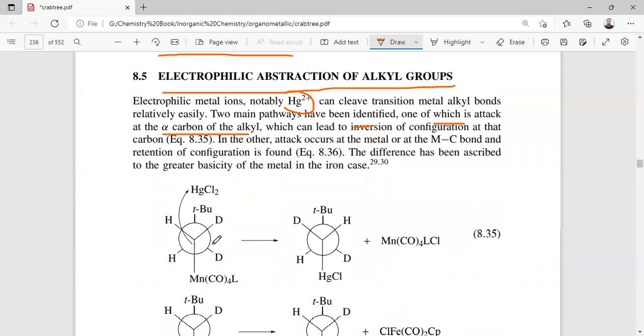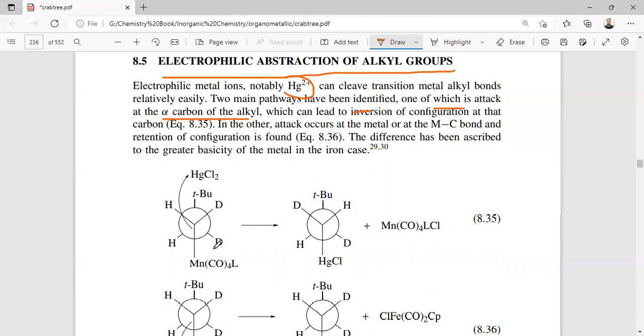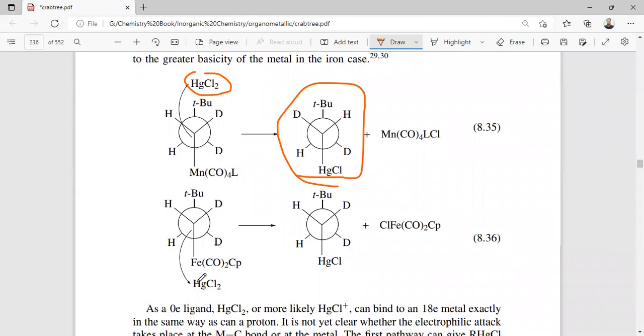So here, in this metal complex, the mercury chloride attacks directly at the metal-carbon bond to form this intermediate. In another case, this is the other pathway.